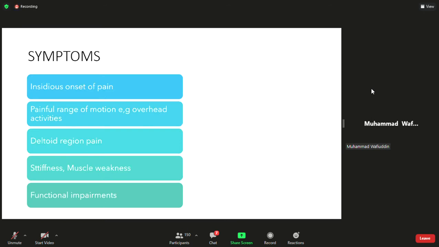Symptoms. In an acute setting, the patient can come with acute pain, painful range of motion such as with overhead activities, and pain over the shoulder region. If the patient presents late, they present with stiffness, muscle weakness, atrophy, and of course functional daily impairments.